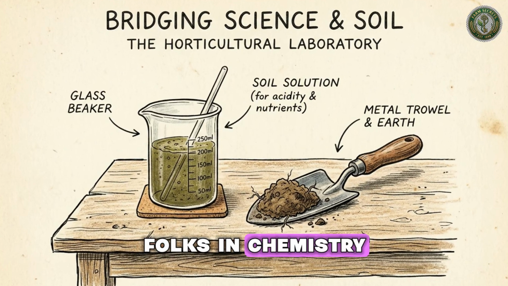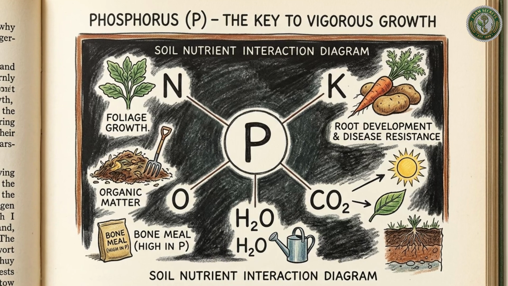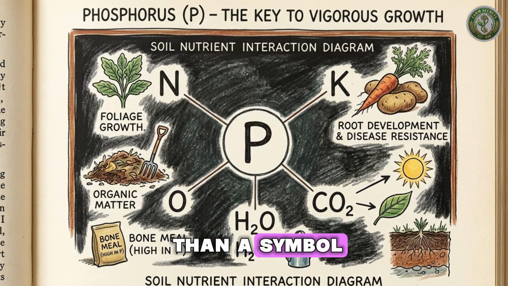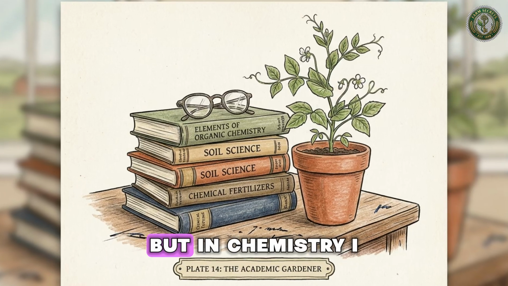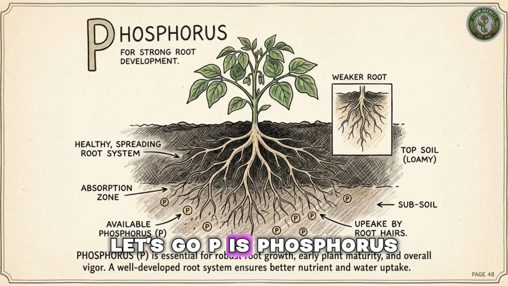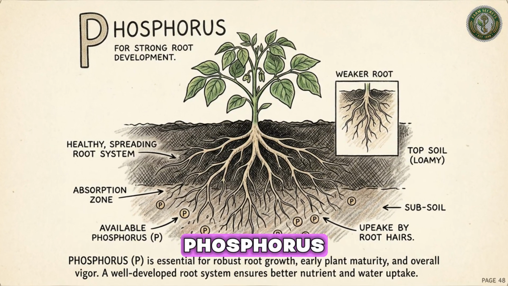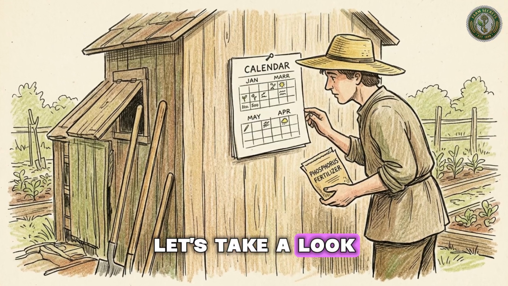In chemistry, things can be different, okay? What is it for? P is nothing more than a symbol that has nothing to do with the name it represents in Portuguese. But in chemistry, I had to learn to like it in college. P is phosphorus. Phosphorus. What is this phosphorus good for? Let's take a look here, guys.